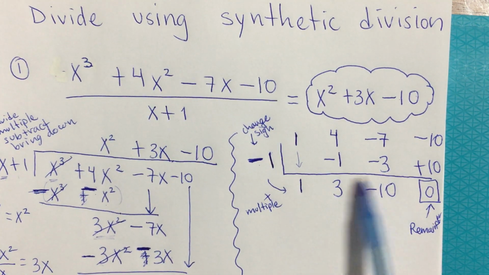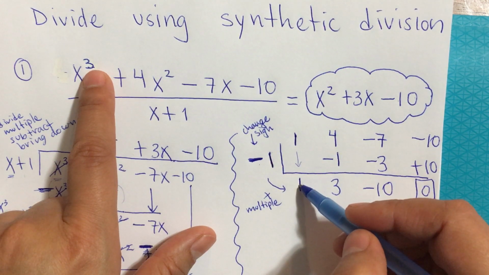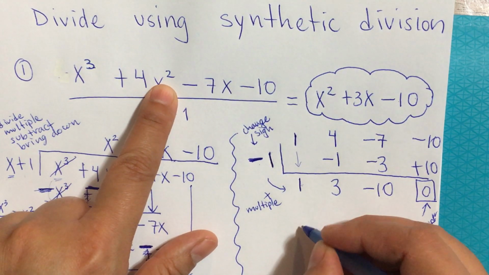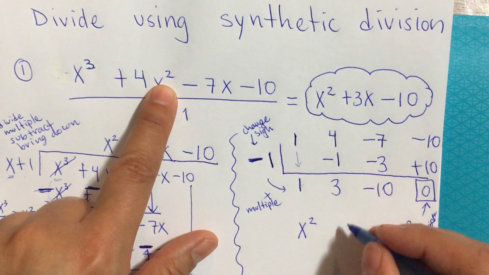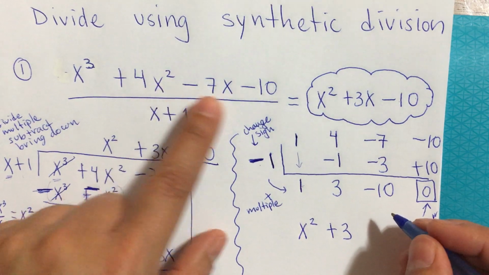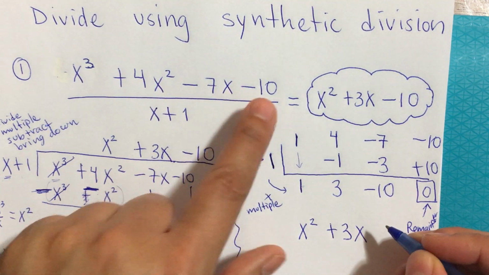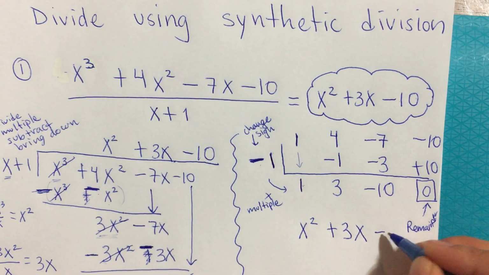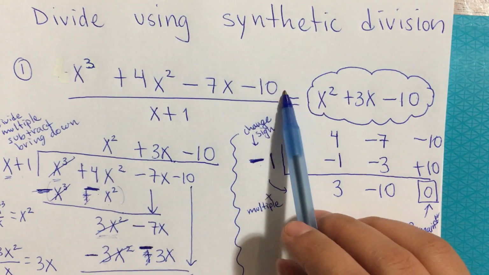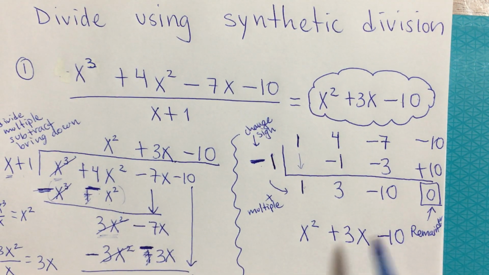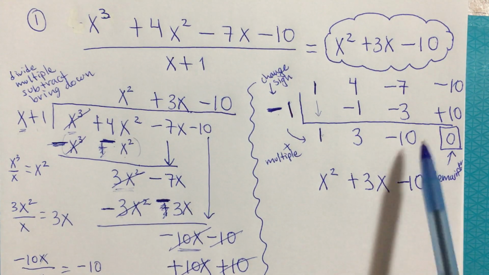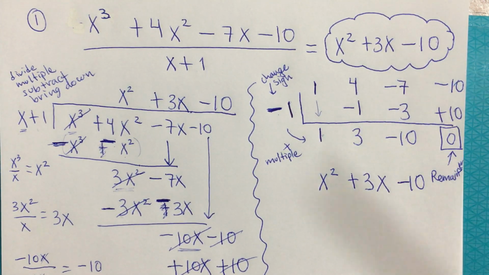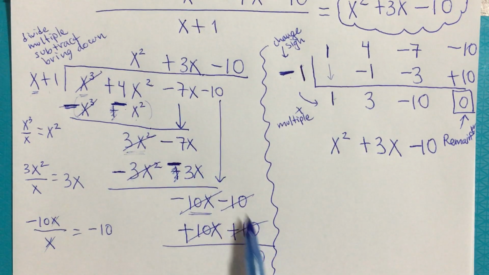What do we do with the other ones? This will be the coefficient of x squared. So it's going to be 1 that we don't put, x squared. 3, since it's positive, we put plus 3x. -10, that one has no variable. And so if you notice, x squared plus 3x minus 10 is the same answer. So it's just a shorter way of getting to the answer without having to do all these steps.